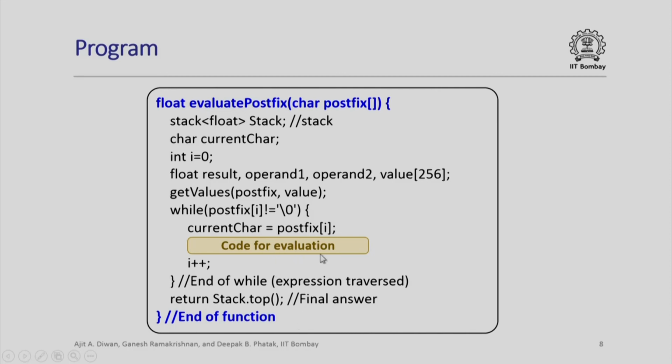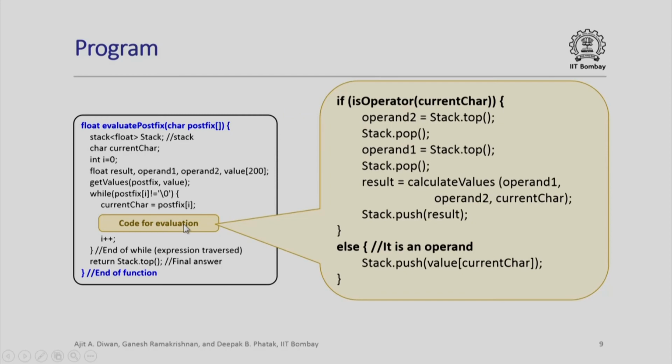Let us look at the code for evaluation. In this program, the code for evaluation is expanded here. There are two possibilities. Remember, we are looking at the current character. The current character is either an operand or an operator. If the current character is an operator, then we have to evaluate that operation. If not, it is an operand, we simply push the value onto the stack. What is the value? Value of current char. Remember, current char is an operand, its ASCII code itself serves as an index to the array value, which will get pushed on the stack.